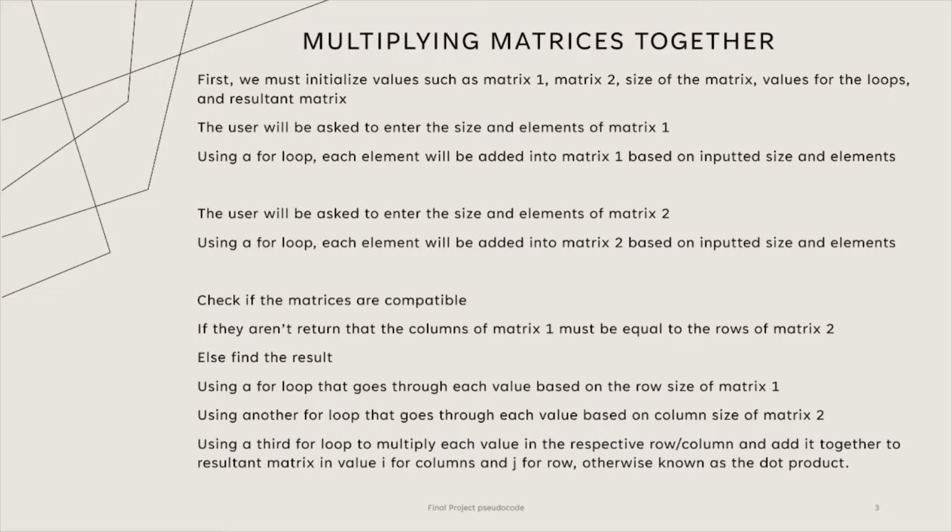This will be done by using three loops inside of each other. The first loop will go through each value dependent on the size of the rows of the first matrix. The second loop will go through each value dependent on the size of the columns of the second matrix. A third loop, dependent on the rows of the second matrix, will be used to multiply each value in the respective row or column and add it together to a resultant matrix in value i for columns and j for rows. This is also known as a dot product. Once this is done, we will print out our resultant matrix.